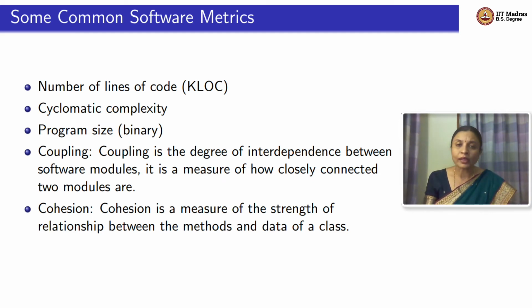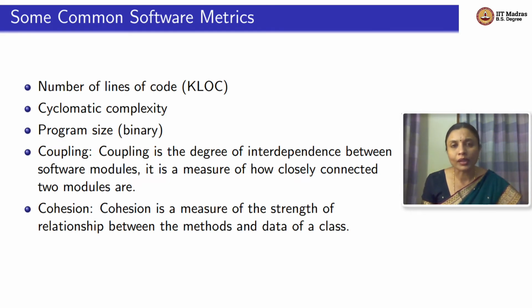The next is cyclomatic complexity. We already saw this when we looked at testing for source code. The next is program size. If a program is packaged and made available to run as a part of a RAM or stored on a hard disk, how much memory does it occupy? So that's the size in binary.